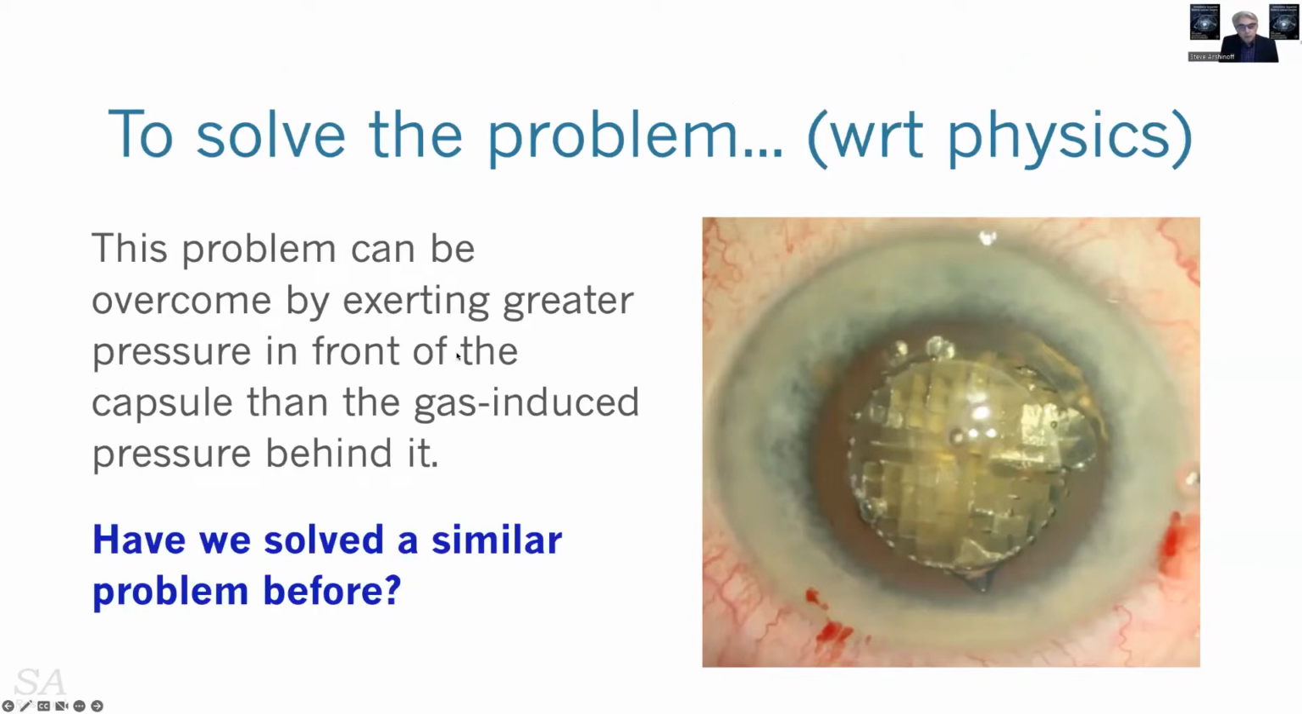Well, if you look at the physics of what we've done, you can only overcome the problem of increased pressure on one side of a membrane by increasing the pressure on the other side of the membrane. Because you know that in the atmosphere, the pressure actually is quite high, but we don't care because it's all around us. So if you increase the pressure in front of the capsule, you'll offset the capsule pressure behind it, and it'll stabilize. So the next question you ask is, have we dealt with a similar problem before? Because if you have, that gives you a hint of how to deal with this one.